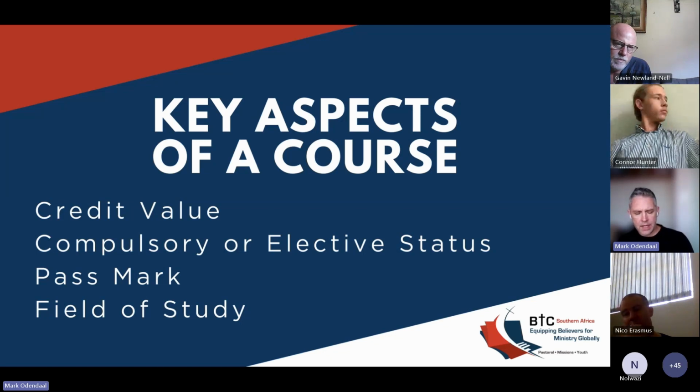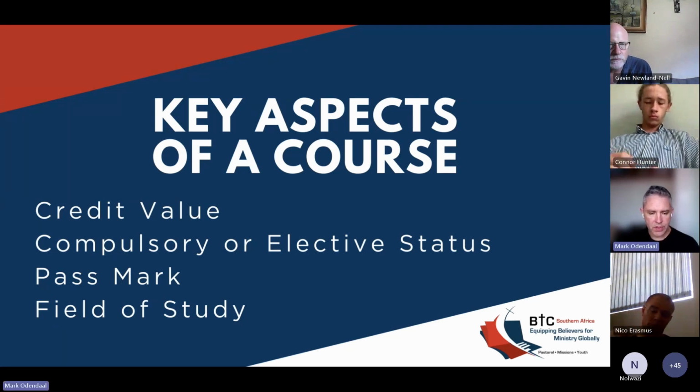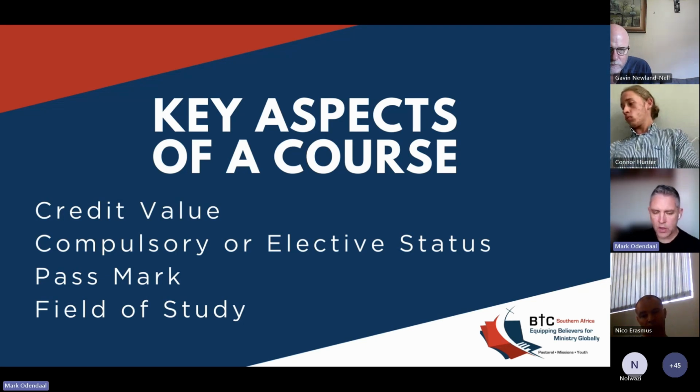The second thing is to know whether a course is compulsory or is elective. Dr. Terrell spoke a little bit about that. All the biblical studies, all the systematic studies, and then the church history courses are compulsory. And then there are electives, which we'll look at. And then the pass mark is 50% of the course.